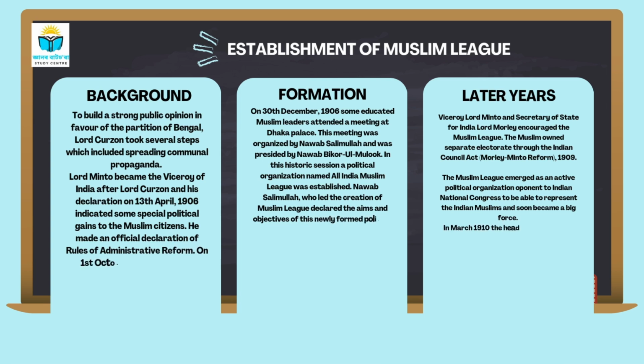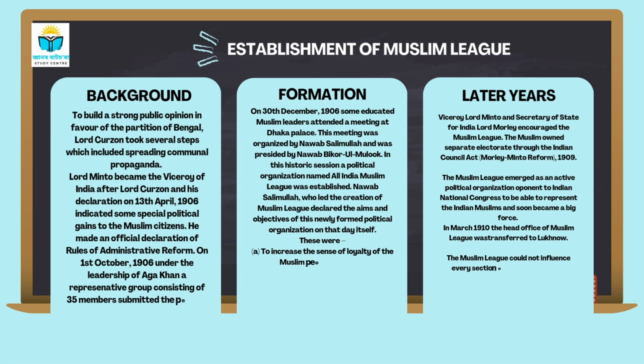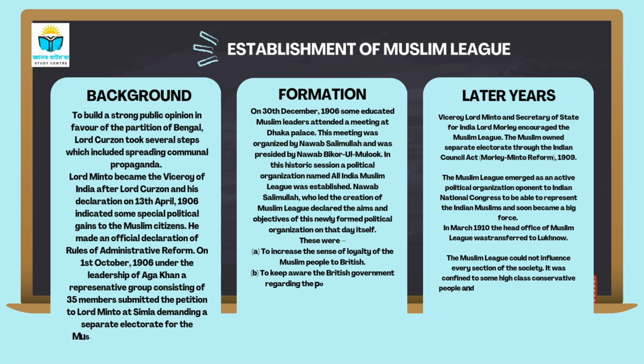He made an official declaration of rules of administrative reform. On 1st October 1906, under the leadership of Aga Khan, a representative group of 35 members submitted a petition to Lord Minto at Simla, demanding a separate electorate for Muslims in the proposed reform.